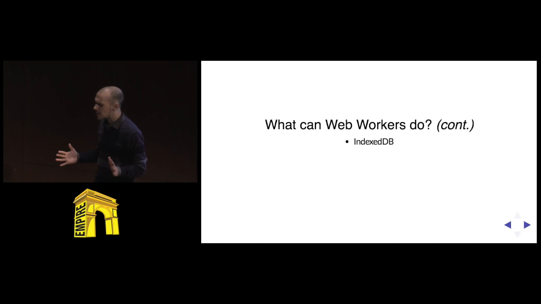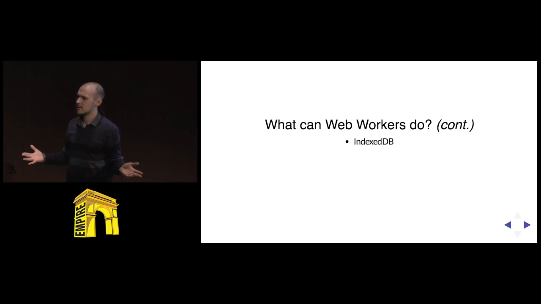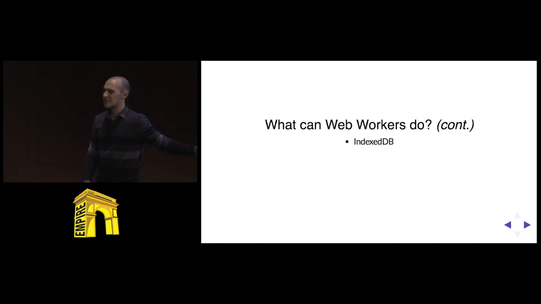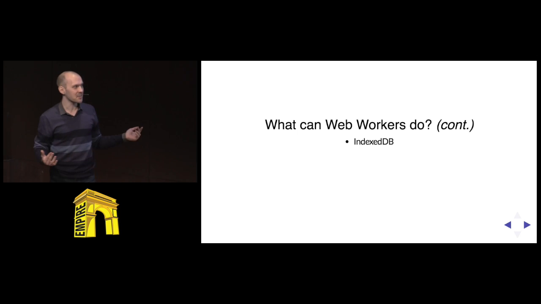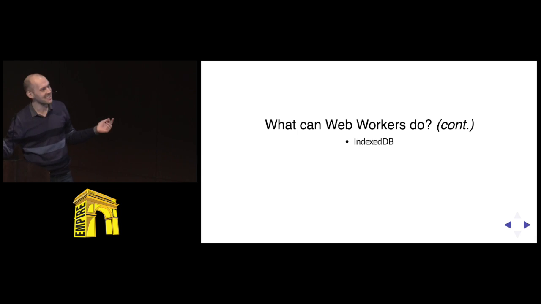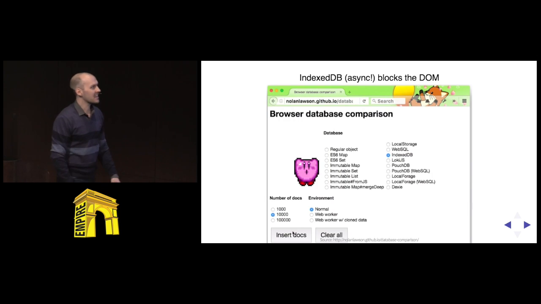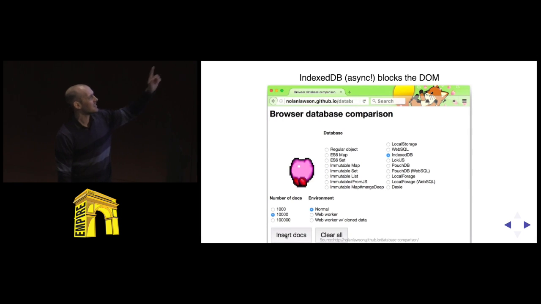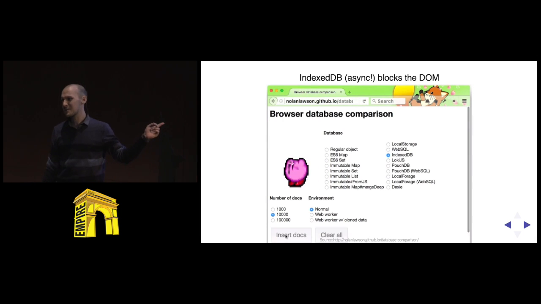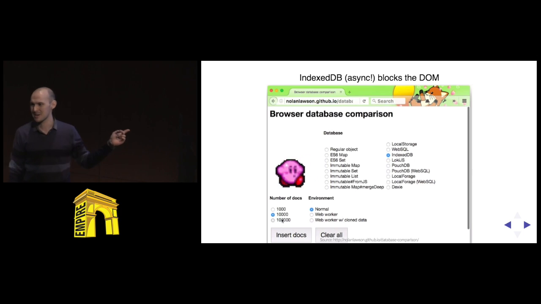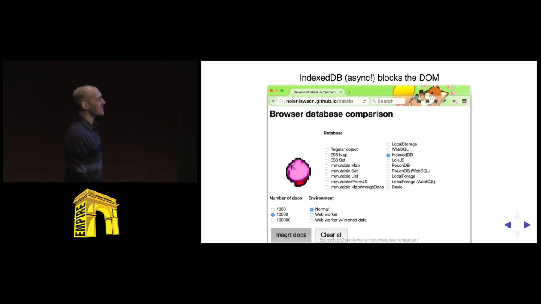And you might think to yourself, what is the point of using IndexedDB in a web worker? Because it's asynchronous, right? I tell it to do something, and I give it a callback, and later it calls that callback when it's done doing its thing. That doesn't block, right? Asynchronous is free, isn't it? Well, it's actually not. And I have this tool to demonstrate this called Database Comparison. This is a great way to freeze your browser. If you want to freeze a bunch of browsers, this is the tool for you.